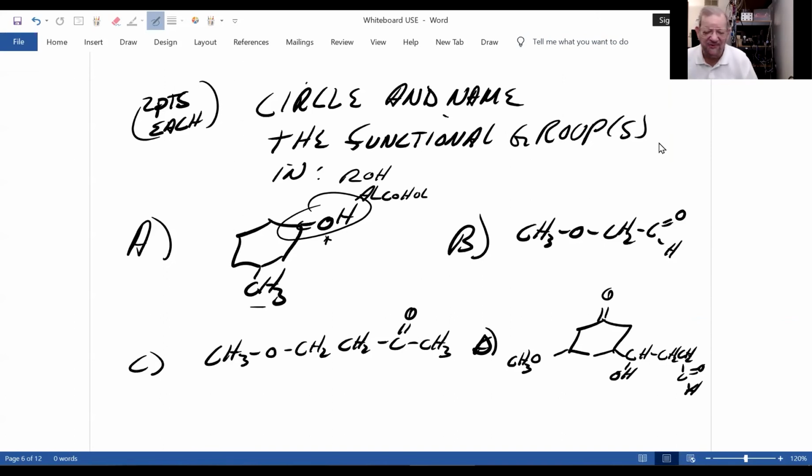Remember, a methyl group is not a functional group. Oh, oxygen here and one here. If I look at this one, it's an ether. If I look at this one, what do we have? R group carbons, carbonyl, carbon double bond, hydrogen, and that's an aldehyde.